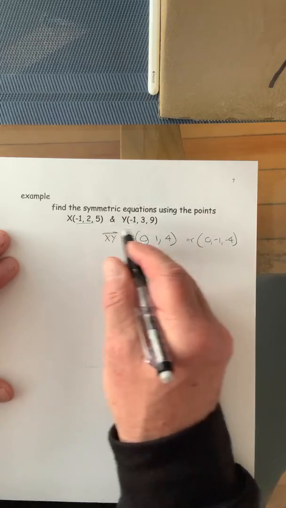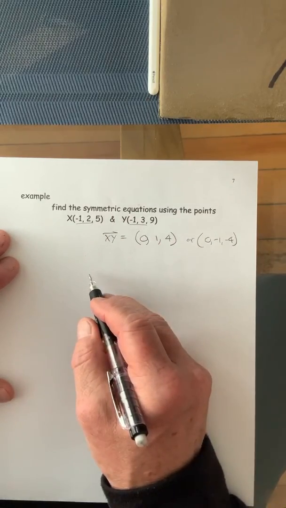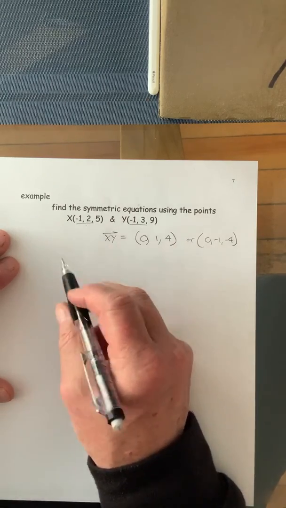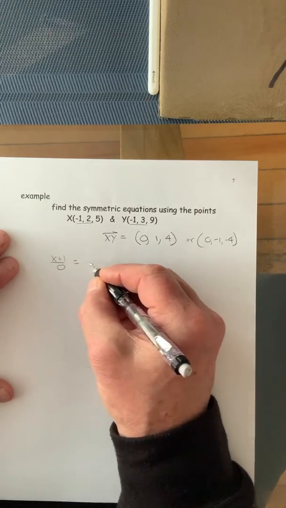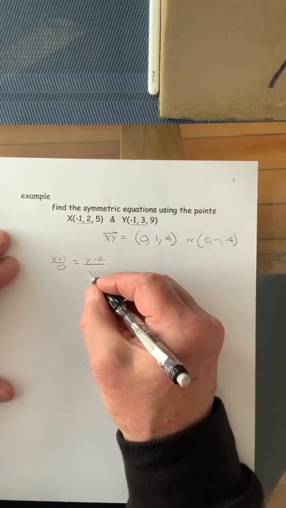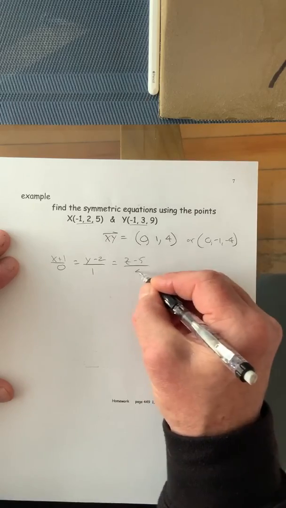You can use this point or this point. It doesn't matter. Now, but you have to sort of change the sign. I could go (x plus 1) divided by 0 equals (y minus 2) divided by 1 equals (z minus 5) divided by 4.